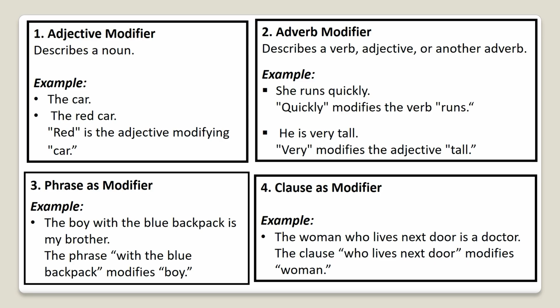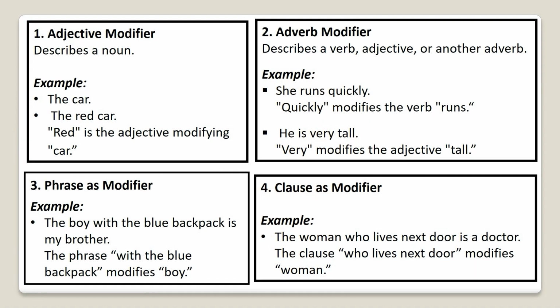So let's come to another one, the phrase modifier. For example, the sentence is: the boy with the blue backpack is my brother. Here the phrase with the blue backpack is a phrase because it has more than two or three words. So a group of words is just a phrase.